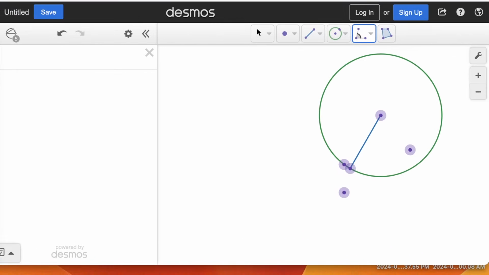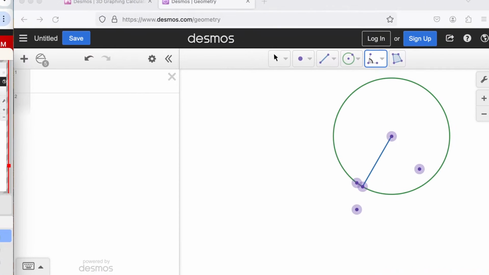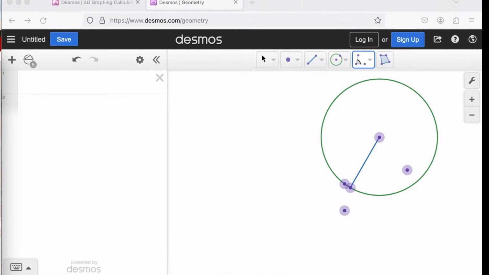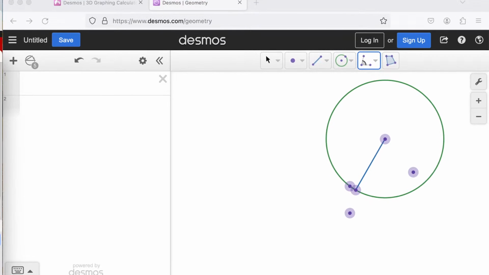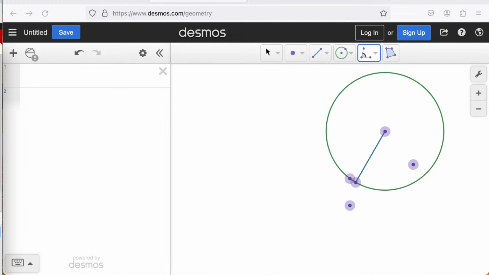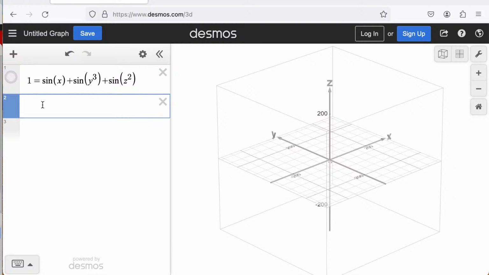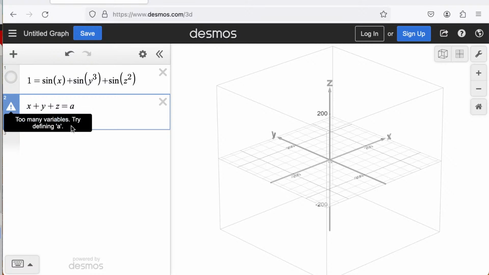Anyway, this is a cool tool that we may play around with, this geometry tool, I guess they call it. But we also may check out mostly their 3D graphing calculator. Now, I noticed it can't do everything yet. For example, when I tried to use something like x plus y plus z equals a, oh no, it worked here. That's weird. It didn't let me do a slider here for some reason.